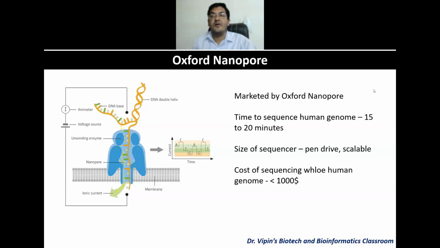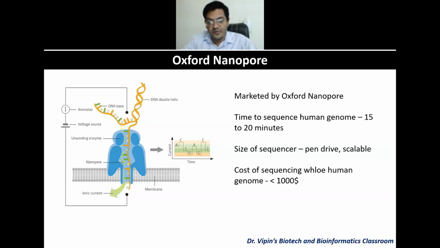So this is marketed by Oxford Nanopore. You can sequence a human genome real quick here. And the size of the sequencer is a pen drive. I've already shown you it can be held in a hand. So this is basically the advantage of nanopore. It can be used as a point of care machine. Instead of a person coming to the laboratory for getting the sequence, the sequencer can be taken to the person. And for a country like India, where at remote places you do not have much hospital facility, this could be the game changer, right?